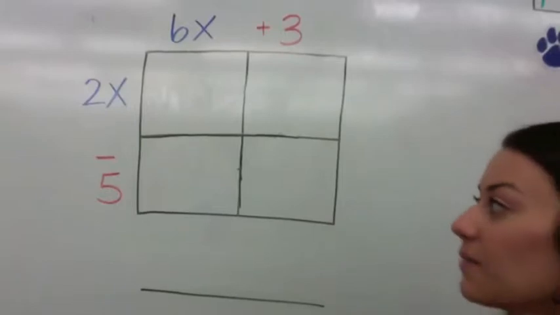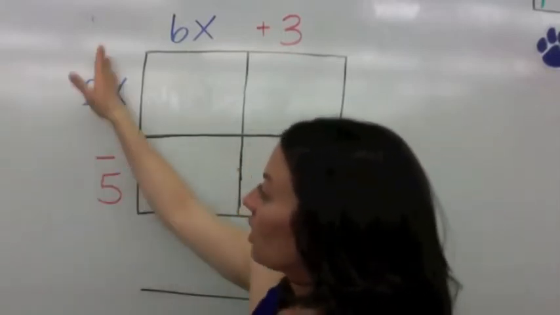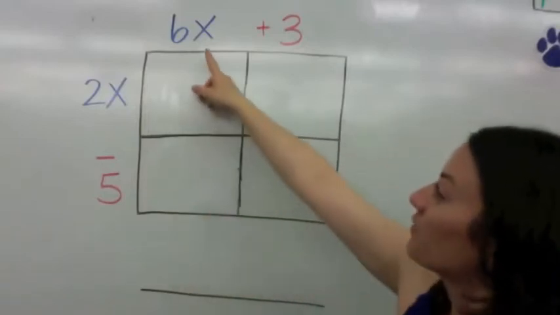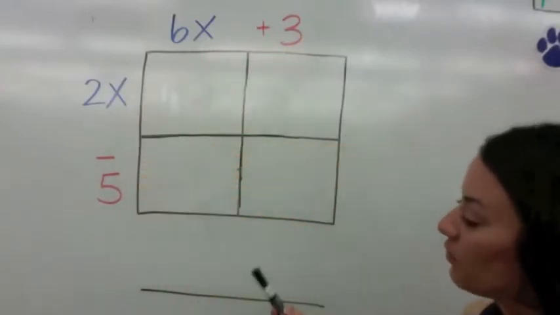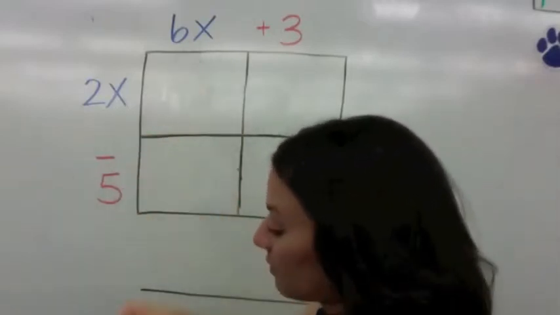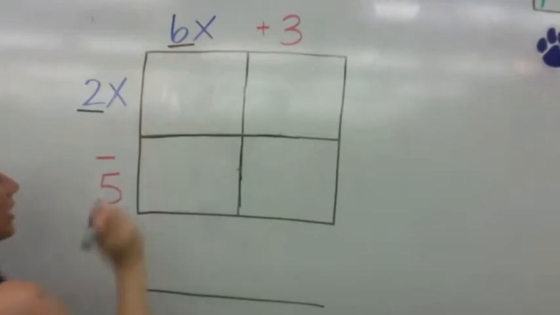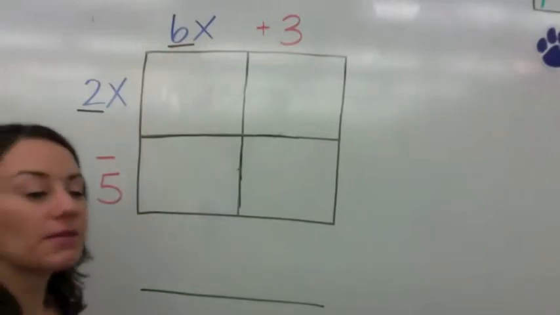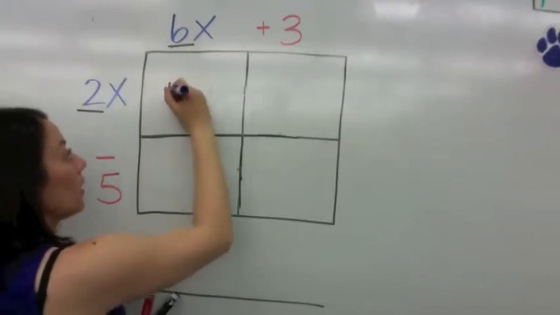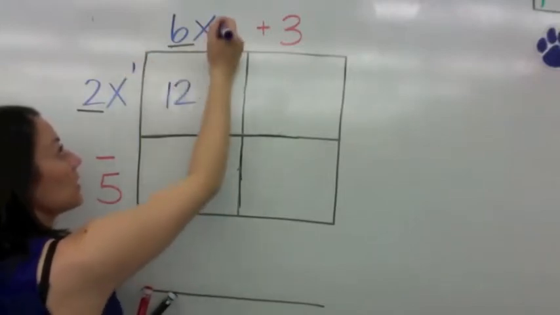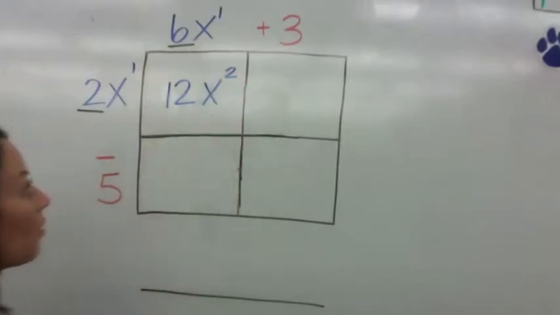Let's do another example, and this time you have a negative coefficient right here on the side. You have 6x plus 3 multiplied by 2x minus 5. So first we say, what is 6x times 2x? Remember, the coefficients you also have to multiply together. So we have 2 times 6, which is 12, and then x times x is x squared, or x to the power of 2.